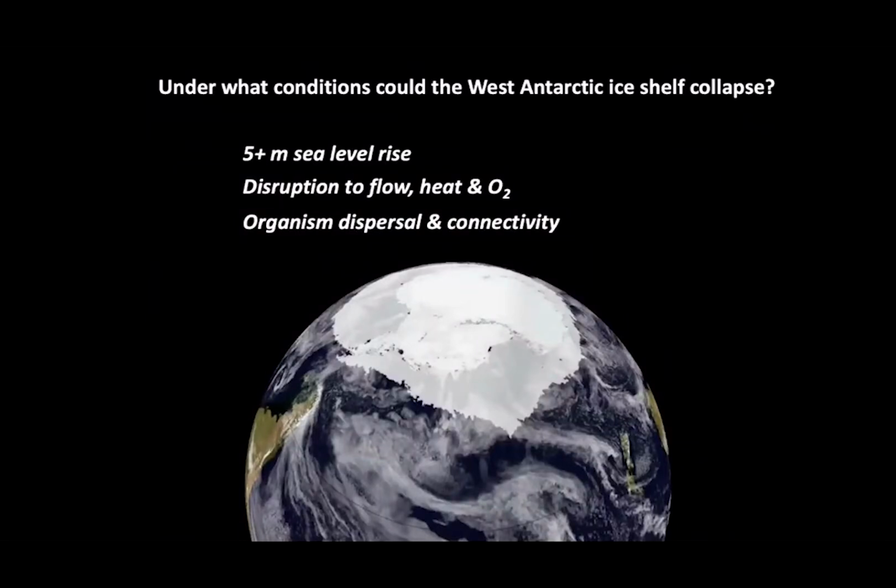We ask under what conditions could, or has, the West Antarctic ice sheet, WAIS, collapsed. Such an event would lead to more than 5 meters of sea level rise, a new seaway or seaways across the continent, and considerable likely disruption to flow, heat and oxygen around and beyond Antarctica. It would also have considerable impacts on organism dispersal and connectivity, and we think that signal might be preserved.